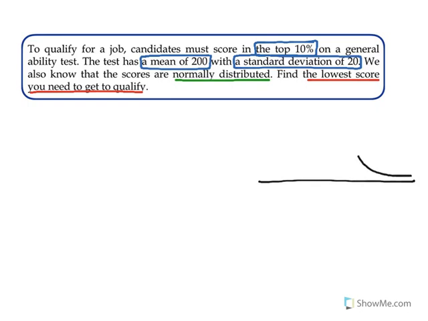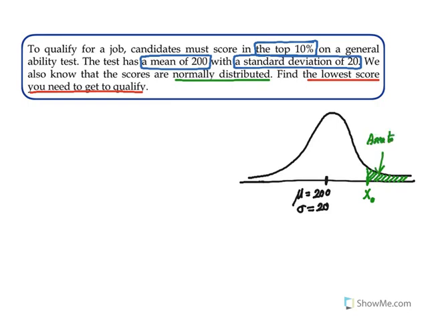This here is the normal distribution that we have for X, and the mean they gave you is 200. This is mu, and the standard deviation sigma is 20, and they want you to find the data value X, let's call it X0, the lowest X0 you can get so that you are in the top 10%. So you want the area to the right to be 10%, which is 0.1, of course.